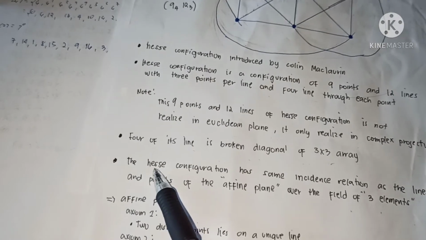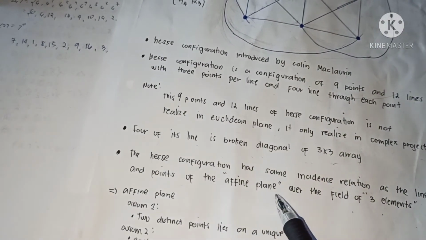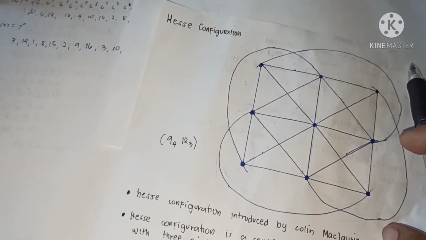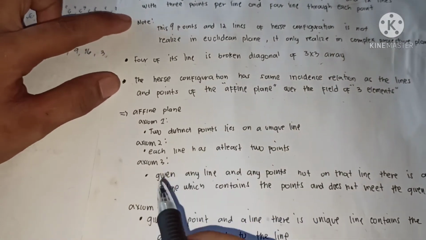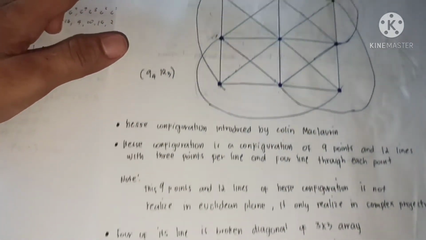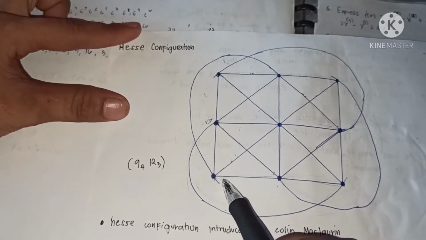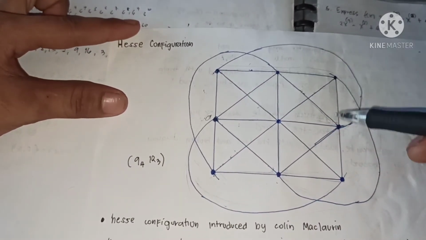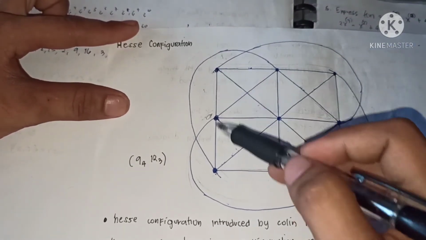Next, the Hesse configuration has the same incidence relation as the lines and points of the affine plane over the field of 3 elements, meaning this configuration satisfies the axioms of the affine plane. Axiom 1: 2 distinct points lie on a unique line, meaning this point and this point have a unique line.